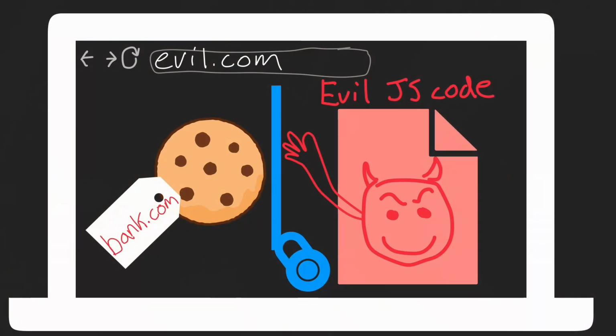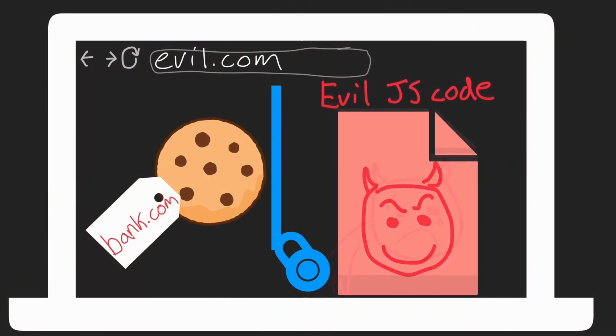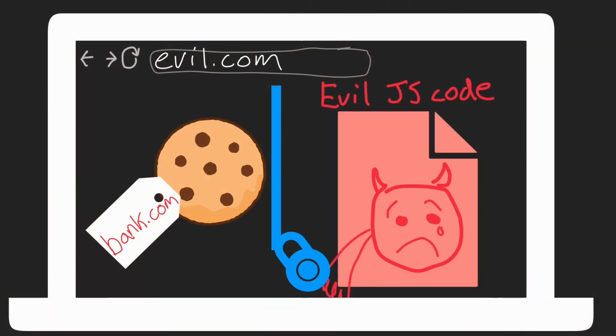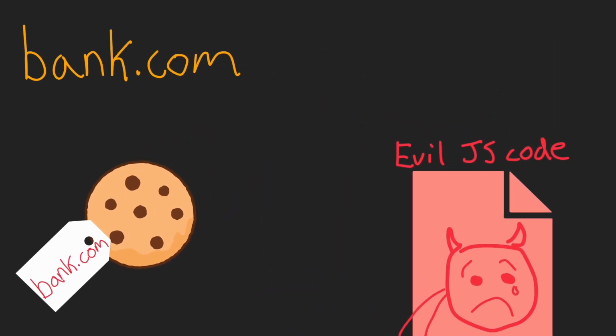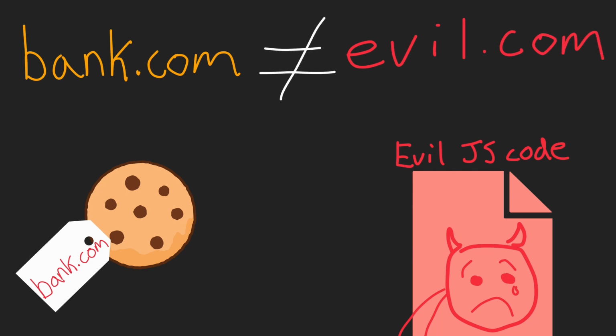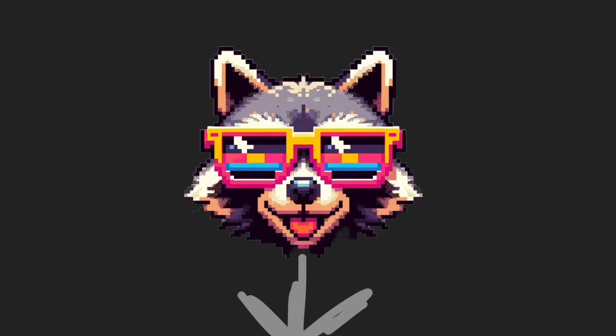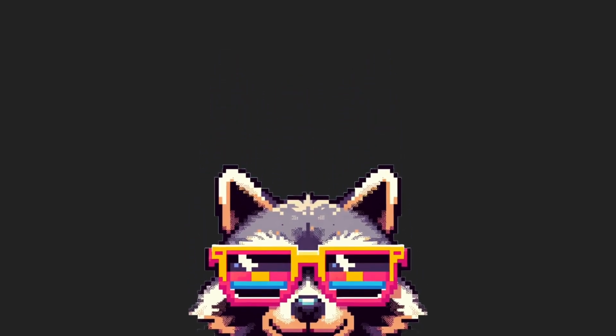No. Despite my best hacker efforts, I can't. The browser forbids it. Why? Because evil.com and bank.com are different origins according to the browser's same site origin policy. So the browser sees that the JavaScript from my website comes from evil.com, and the cookie from your bank comes from bank.com. They're different origins, and the browser knows that and says, nope. What a bummer for me. My plans as a hacker are ruined.